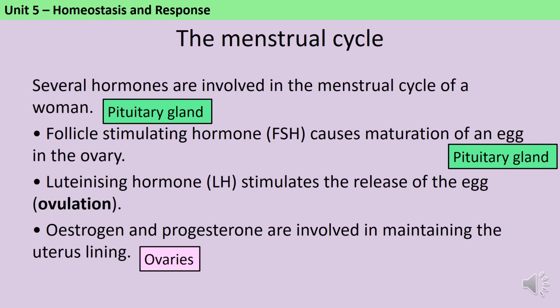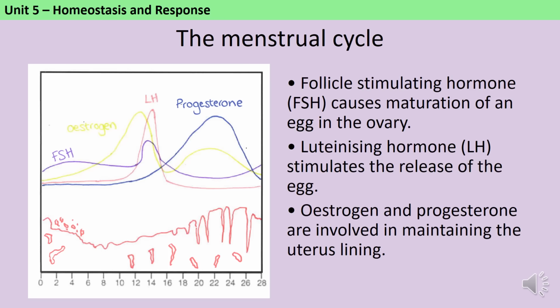Firstly, follicle-stimulating hormone, or FSH, is produced by the pituitary gland in the brain, and this causes an egg in the ovary to mature. Then, luteinizing hormone, or LH, stimulates ovulation where the egg is actually released. LH is also produced by the pituitary gland. Estrogen and progesterone are both involved in maintaining the uterus lining, and these are produced in the ovaries. At the start of the menstrual cycle, as progesterone levels fall, the lining of the uterus is shed.